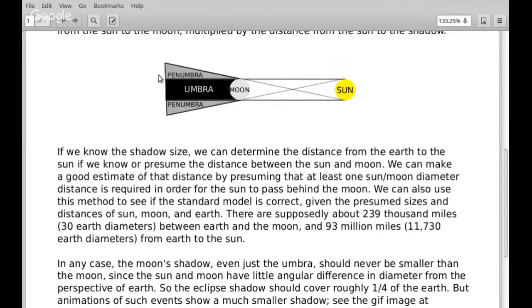So you have 30 Earth diameters between the Earth and the moon, and 93 million miles, or 11,730 Earth diameters, from Earth to Sun. That's where modeling this to scale comes in, if you presume the sun is large and far away. But as I said, let me scroll down here to the next paragraph.